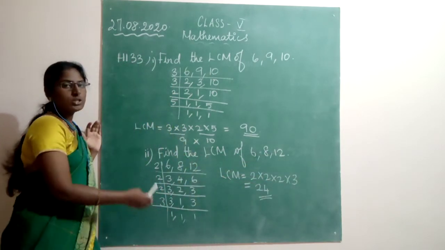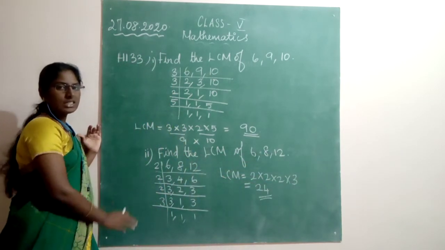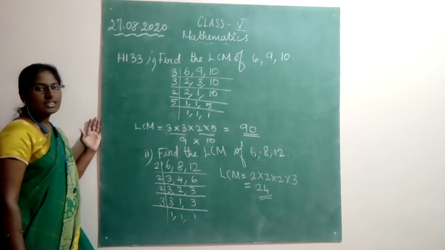Okay, understood? So this is how you will find the least common multiple. Kindly check your answers with it.